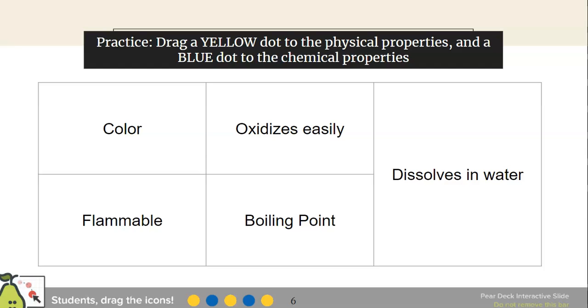Okay, so color, I can observe that without changing it, so it's physical. If something is flammable, I'm going to change it when I observe that, so that is chemical. Oxidizes easily is chemical. Boiling point is physical, and dissolves in water is also physical.